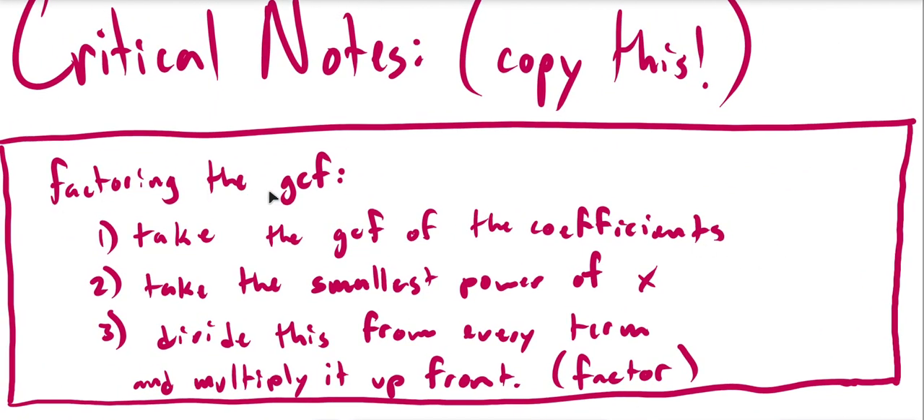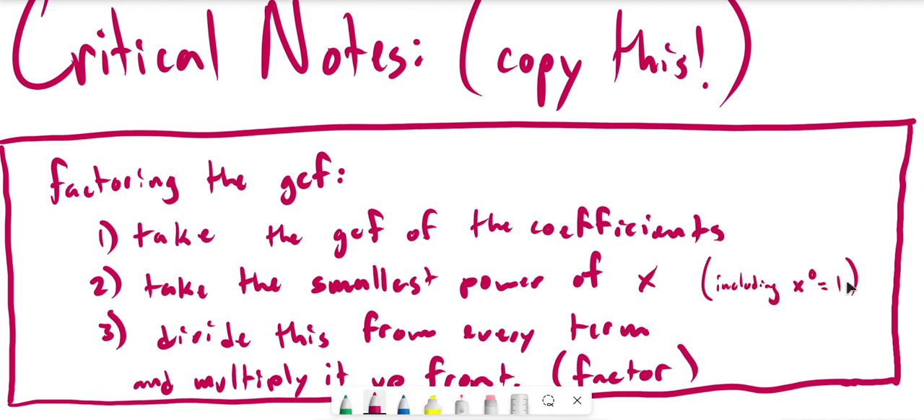When you are factoring the greatest common factor, the greatest common monomial really, out of a polynomial, you want to take the greatest common factor of the coefficients. You want to take the smallest power of x that you see. And then you want to divide that term from every term in the polynomial and write it multiplied up front. In other words, we want to factor or reverse the distributive property here. Now that also includes if the smallest power of x is just x to the 0. If you don't see any powers of x in one of the terms, if it's just a number, then 0 is the largest power that you could factor out. So I said positive powers before, but perhaps I should have said non-negative.